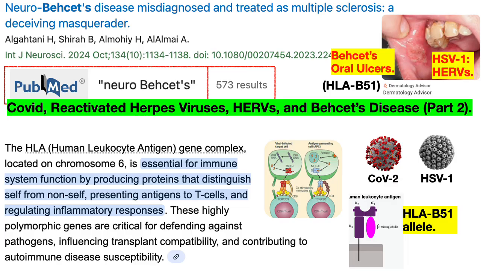autoimmune disease susceptibility. And again, Behçet's, with its HLA-B51 allele, predisposes people to this condition, which is viewed as a combination disorder, part autoimmune, part infectious agent. And HSV1 is one of the key infectious agents that's reactivated in Behçet oral ulcers. What about lesions found in neuroBehçet's?